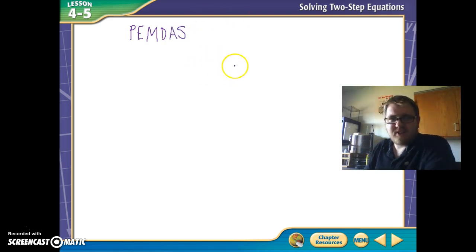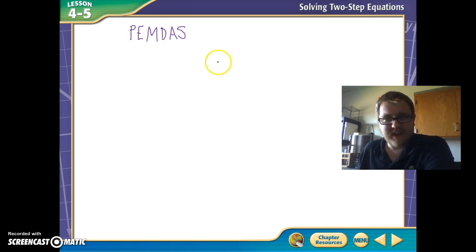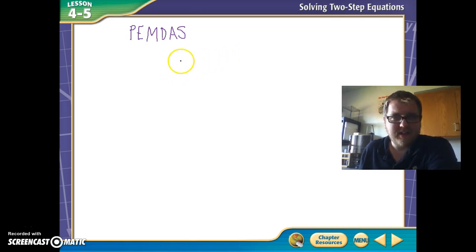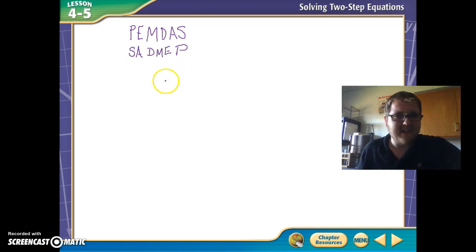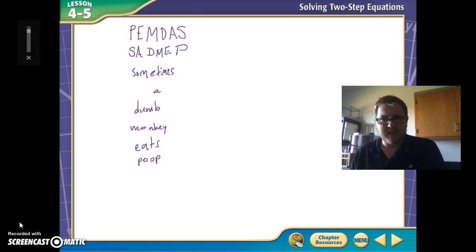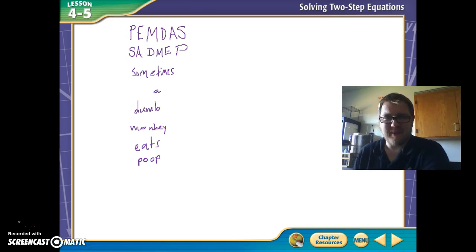Now we're trying to do detective work. We're trying to work backwards and solve for a variable. So don't get scared here. Just remember we're working backwards. So we want to go S, A, D, M, E, P. And an acronym for this one, I don't want to take credit for this. I didn't make it up. We can say sometimes a dumb monkey eats poop. So if that helps you remember it, fine. Otherwise, just remember that we're doing PEMDAS backwards.